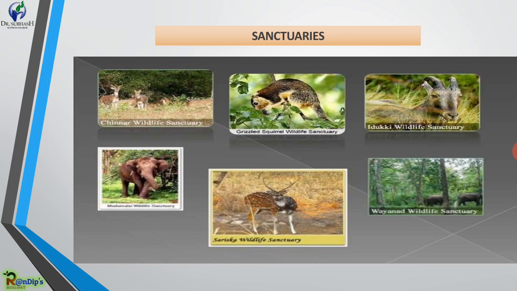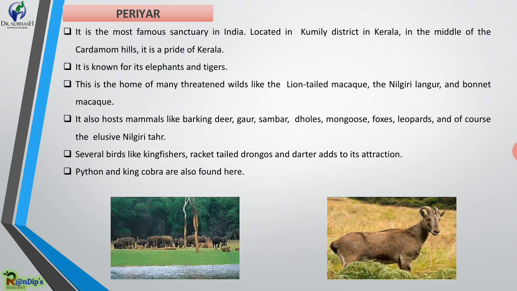Here are some photographs of the endangered species. The Periyar sanctuary, the most famous sanctuary in India, is located in Idukki district in Kerala, in the middle of the Cardamom Hills, and is the Pride of Kerala. It is known for elephants and tigers.